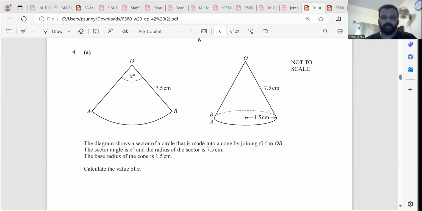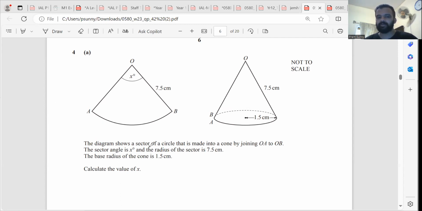Hi, welcome back. So in this video, we are going to solve a mensuration question here. We have a sector and on the right hand side, we have a cone here. So this sector is changed into a cone. The first part here is to find out this angle x degrees here.